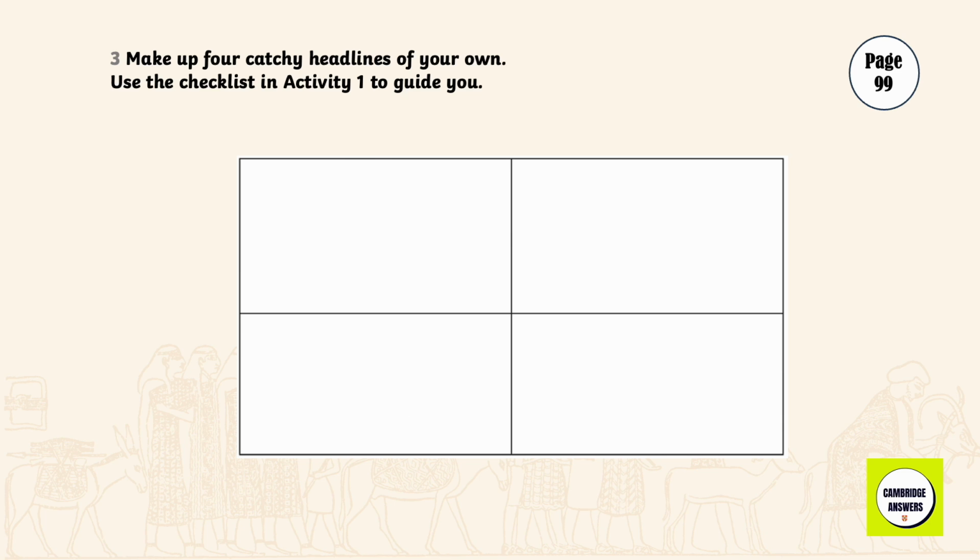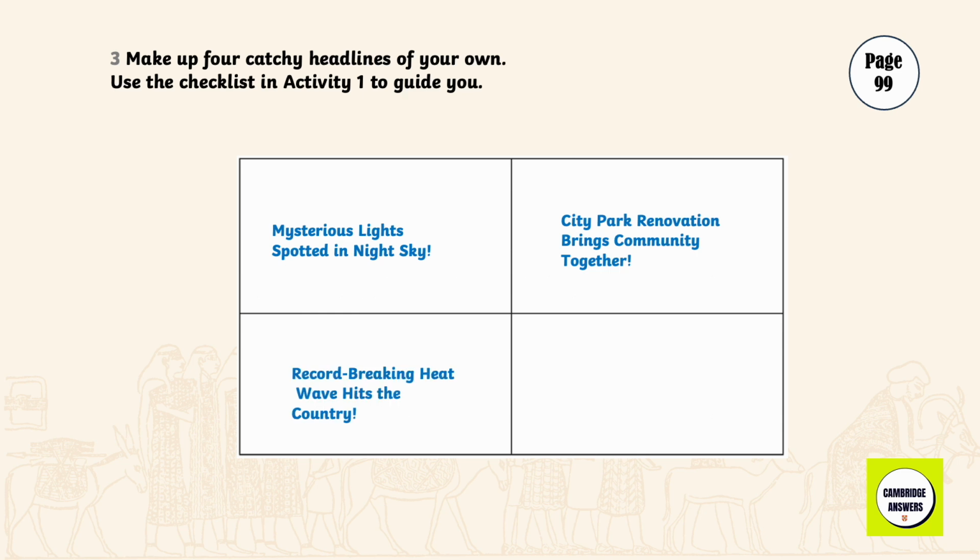Make up 4 catchy headlines of your own. Use the checklist in Activity 1 to guide you. Mysterious lights spotted in the night sky. City park renovation brings community together. Record-breaking heat wave hits the country. School hosts science fair with exciting innovations.